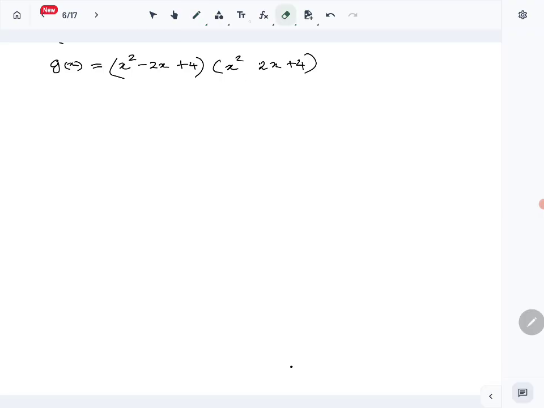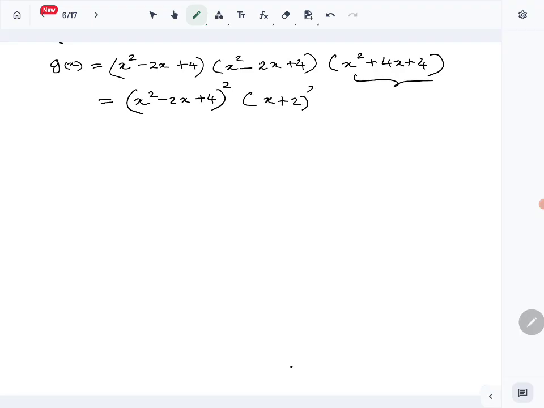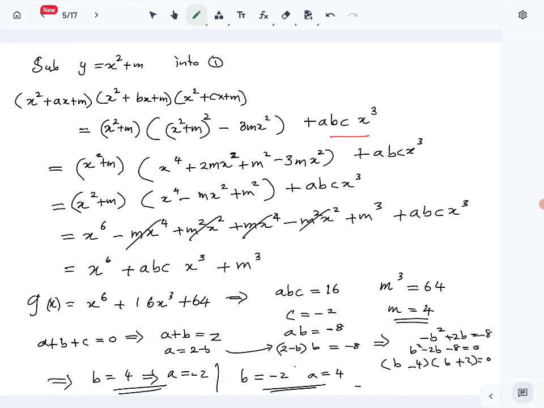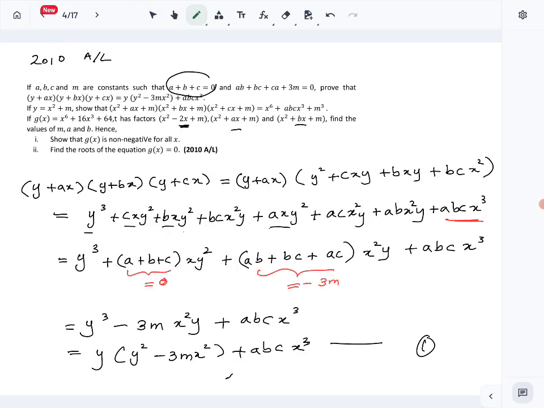So minus 2, and here you get x squared plus 4x plus 4. So then what is the expression we have? X squared minus 2x plus 4 whole thing squared, and this is a perfect square. No? What is that? X plus 2 whole thing squared. So square times square is always greater than or equal to 0. So gx has to be what? Positive or equal to 0. So that is right. So that means non-negative.